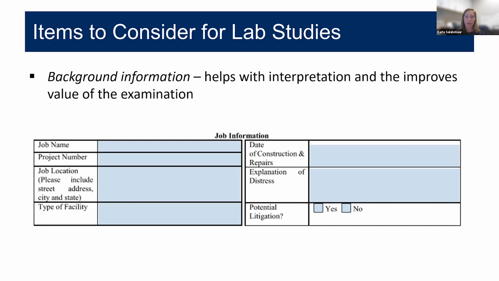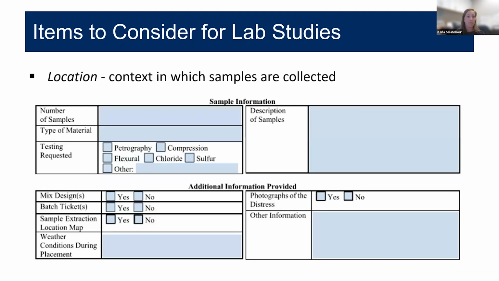And so things like the job location, the context in which the samples are collected, any background information, where the samples are taken, a description of the samples, what testing is required. But we really like to have as much additional information as possible. A mix design can be very, very instructive, and if not a mix design, batch tickets, and exposure conditions of the samples themselves. So most labs will have some sort of sample submittal form that prompts you to provide and supply this information.